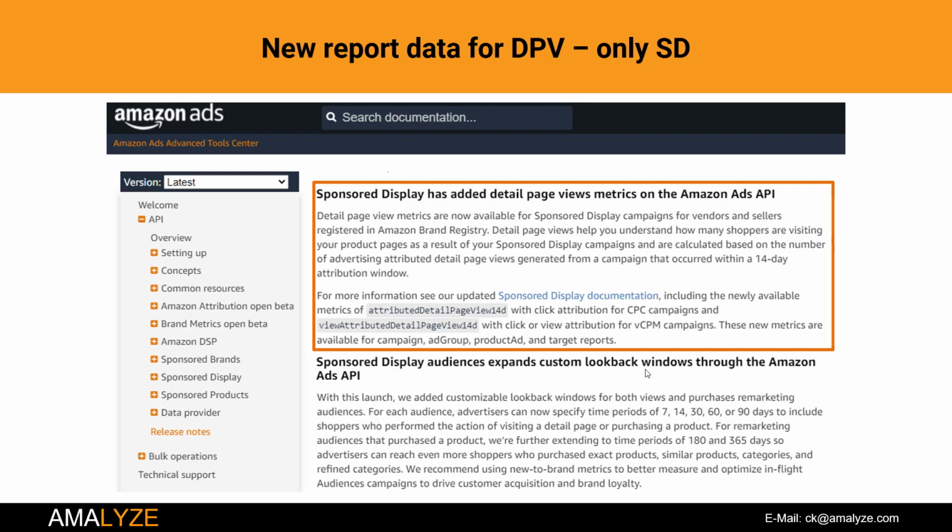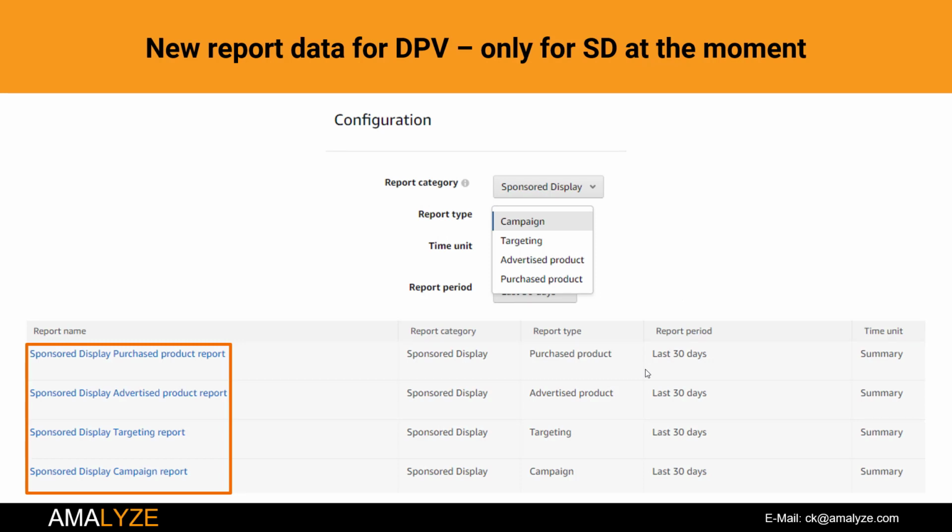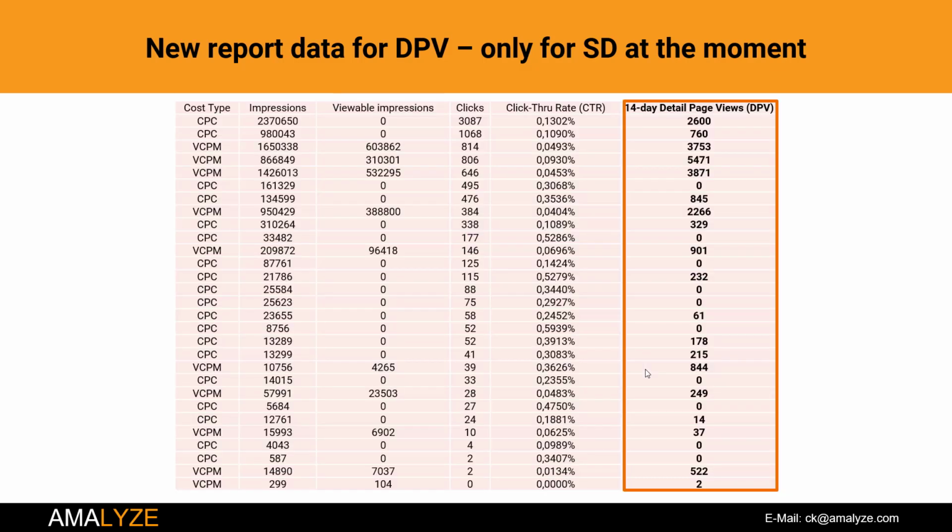For sponsored brands, they are offered, I think, since a few months or weeks, at the end of 2021. And now we also have that data for the sponsored display ads with the attributed detail page view 14 days and the view attributed detail page view 14 days. You can download them in the normal reports: sponsored display, purchased, advertised, targeting and campaign reports, and you will see data like that.